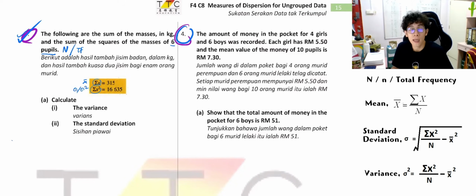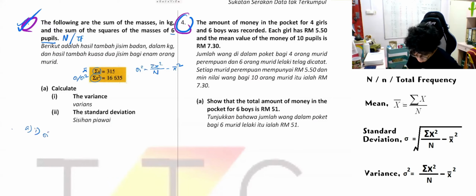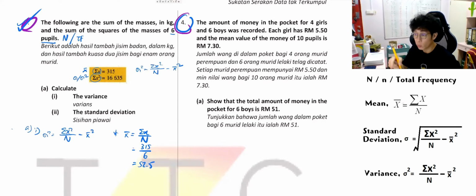So I put it nicely for you already. Just get me the variance answer. Okay, go. I'm going to try it out because this one is quite easy and my focus is on the other question. Variance, A number one, nothing much. Variance equals, no need square root, sigma x squared over n minus your mean squared. So we're going to work out the mean first. Mean equals sigma x divided by n. It means total x. So it will be 315 divided by 6 pupils. You'll be getting 52.5. That's the mean only.